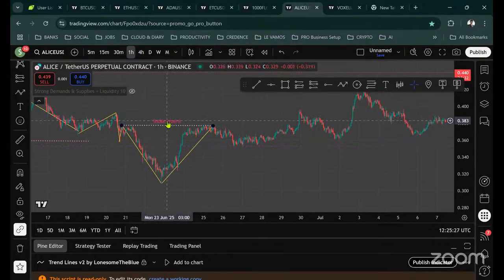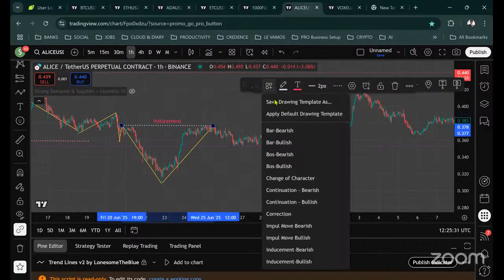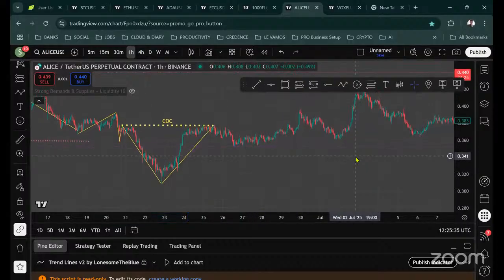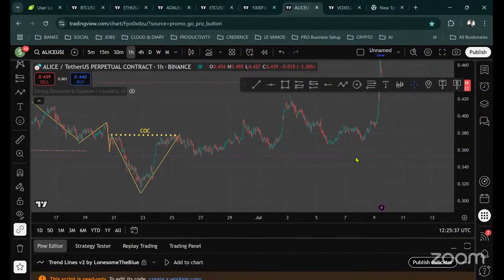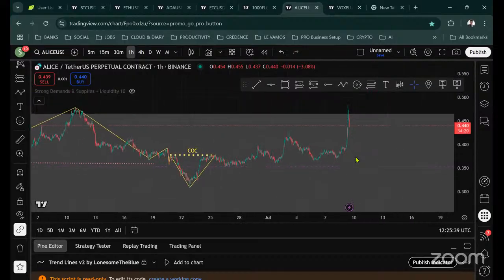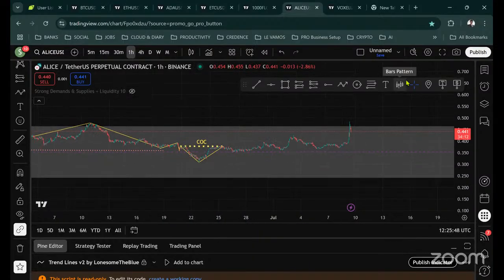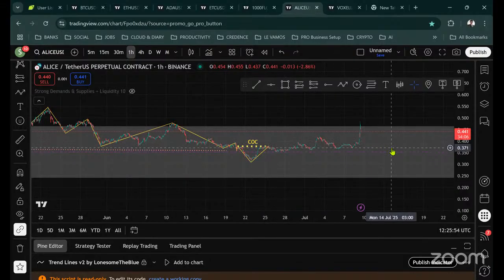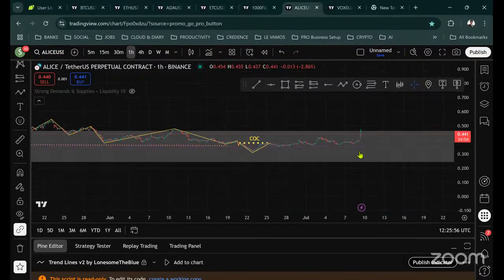Okay. So this is what we learned exactly. So the last inducement is turning into the change of character. This is a point of interest. Okay. So in that case, this is just by guessing, I draw this point, this point of interest.